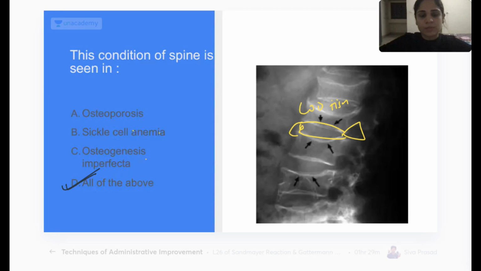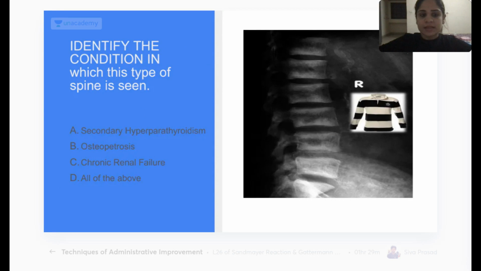Okay, now one more over here. This condition of the spine is seen in which case? Secondary hyperparathyroidism, osteopetrosis, chronic renal failure, or all of the above.